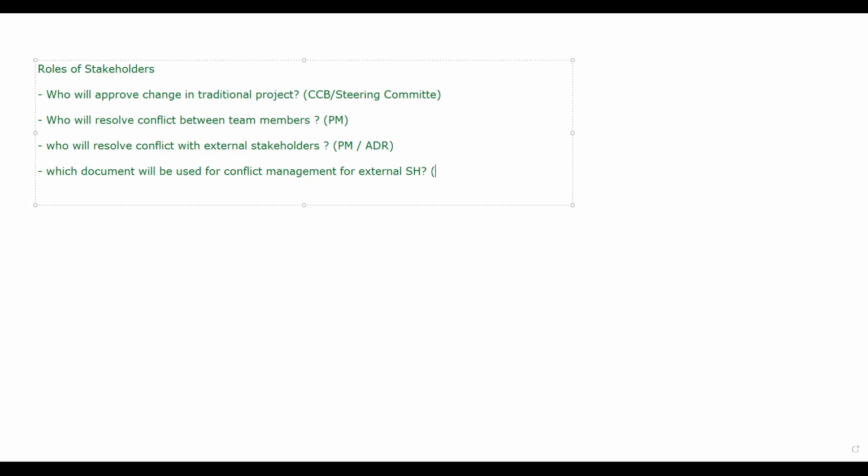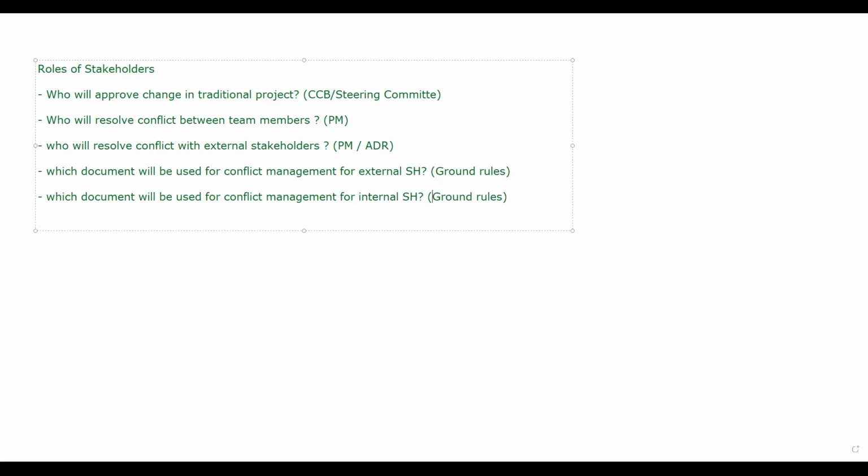It will be the guideline for everyone. What do we call this? Expected behaviors. Expected behaviors. In which document do we write it? You guys forgot this, right? Ground rules. Ground rules are not for the teams, sir.